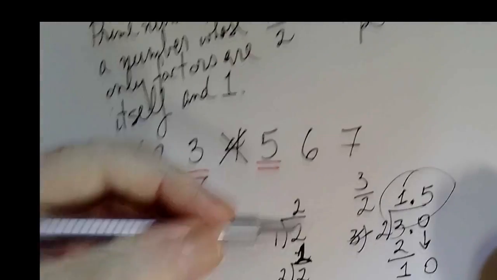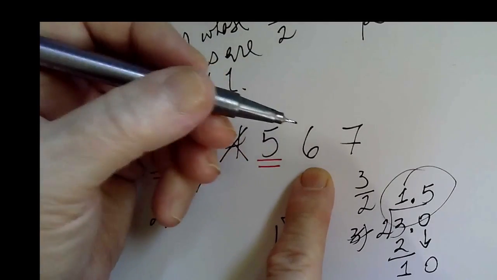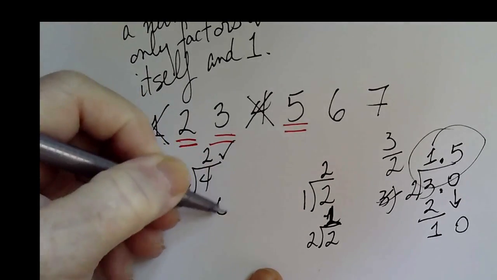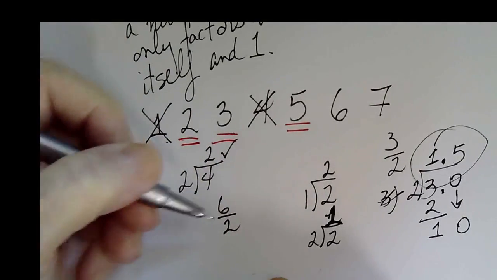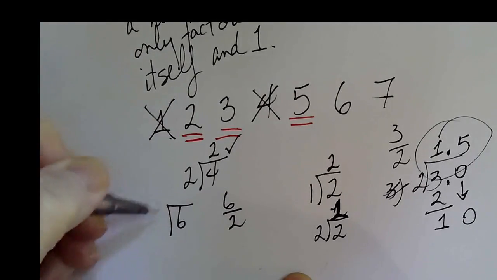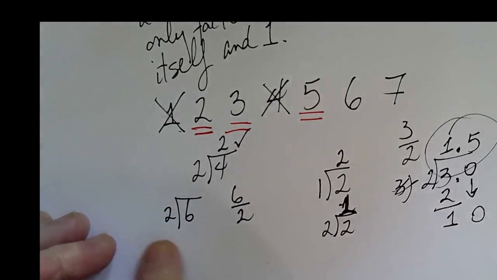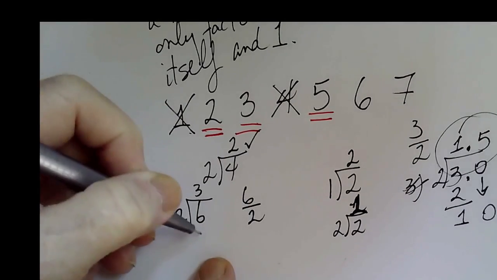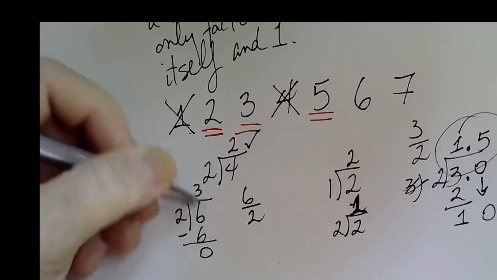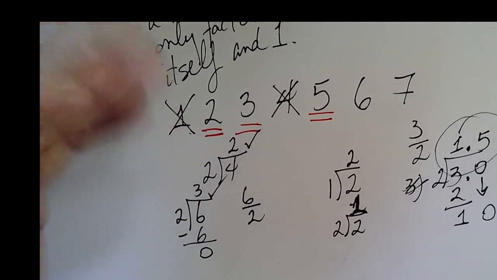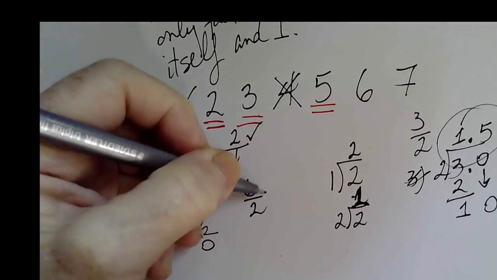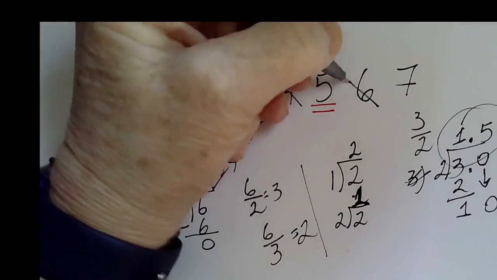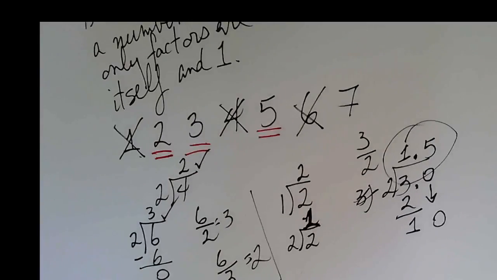What about 6? We know 1 and 6 go into 6. Does 2? 6 divided by 2, we can write it this way, or we can write it this way. Either way, 2 goes into 6 3 times. 3 times 2 is 6. If we subtract, we get 0. Yes, that's a whole number. And 3 goes into 6 evenly. 6 divided by 3 is 2. So 6 is definitely not a prime number.